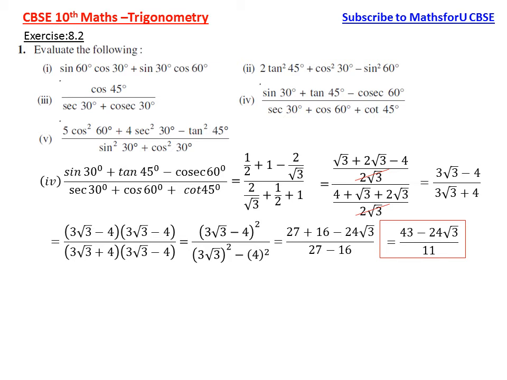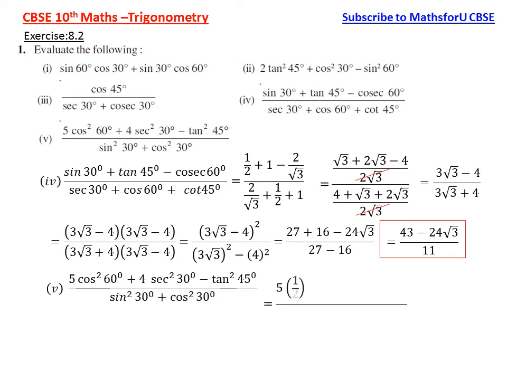Then we'll be moving on to problem number 5. 5 cos square 60 plus 4 secant square 30 minus tan square 45 divided by sin square 30 plus cos square 60. Now as usual, we will substitute the values. So 5 into 1 by 2 whole square plus 4 into 2 by root 3 whole square minus 1 square divided by 1. Here I am directly putting the value as 1 because we know the identity sin square theta plus cos square theta is 1.